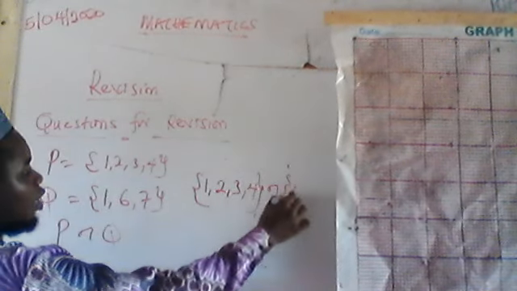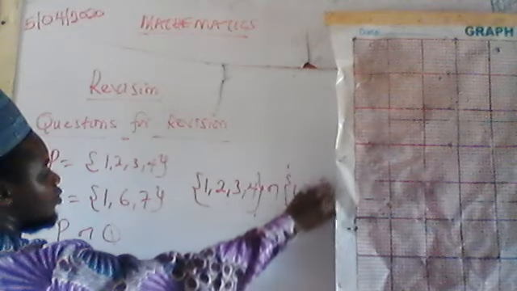If you look at it very well, what you are to do is list out the elements in P, where you have 1, 2, 3, 4, intersection of 1, 6, 7. So if you look at the word intersection, what does it mean? It means that you have to look for the numbers that are common to both.